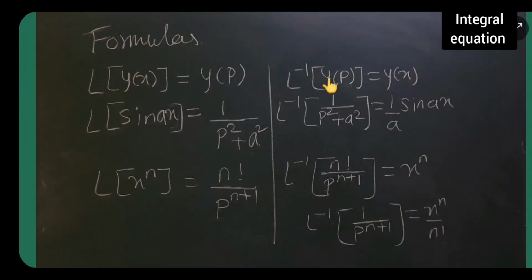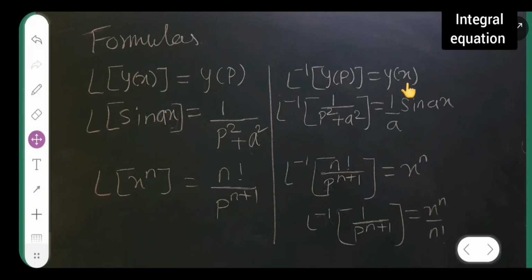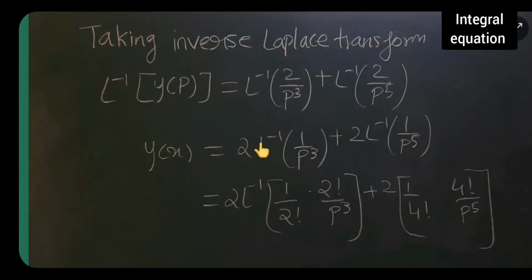Inverse Laplace of y(p) is nothing but y(x), okay? Let me plug it there. So it's nothing but y(x) is equal to, take the 2 outside, okay? And Laplace inverse of 1 upon p cube, plus 2, again I have taken it outside. Then Laplace inverse of this 1 upon p raised to power of 5. Now this is equal to Laplace inverse. Now you have to balance it, as you will have seen the formula already. Go and check the formulas. And for 1 upon p raised to power of 3, what is it?